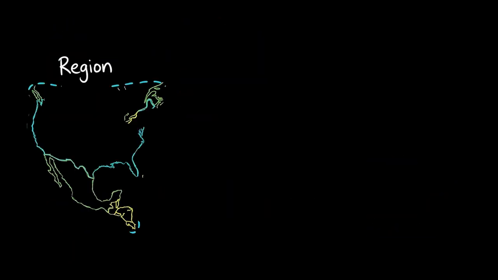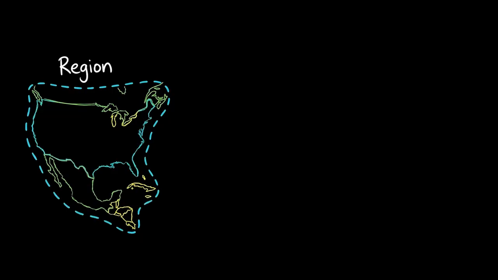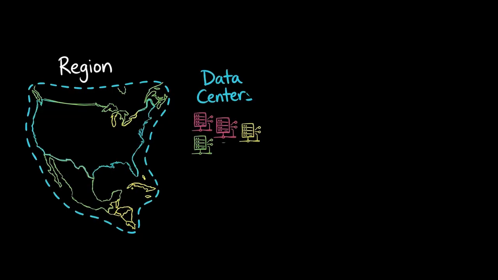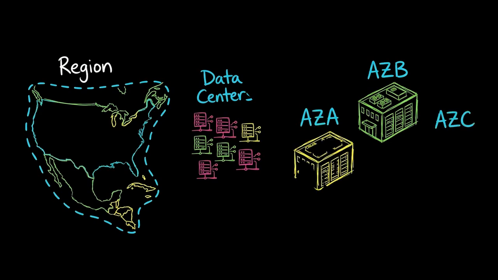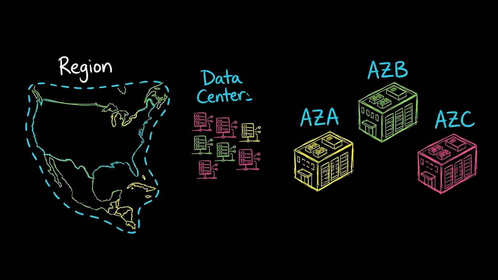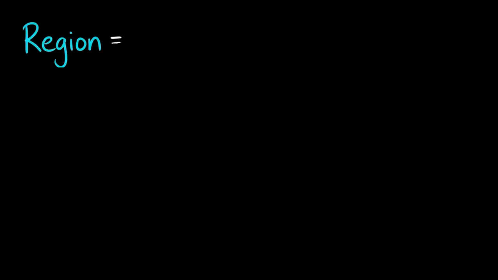Inside every region are availability zones, usually called AZs. An availability zone is an actual physical data center, or sometimes a small cluster of data centers within that region. So when you select a region like Northern Virginia, you are not renting space in a single building. You are getting access to multiple distinct availability zones, usually labeled something like AZA, AZB, and AZC, all spread across that same geographic area.